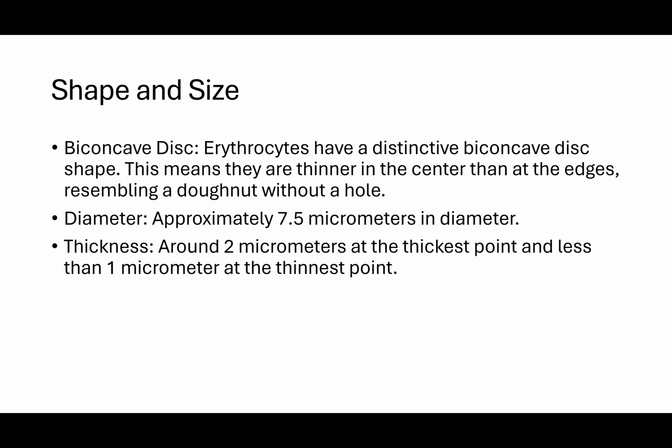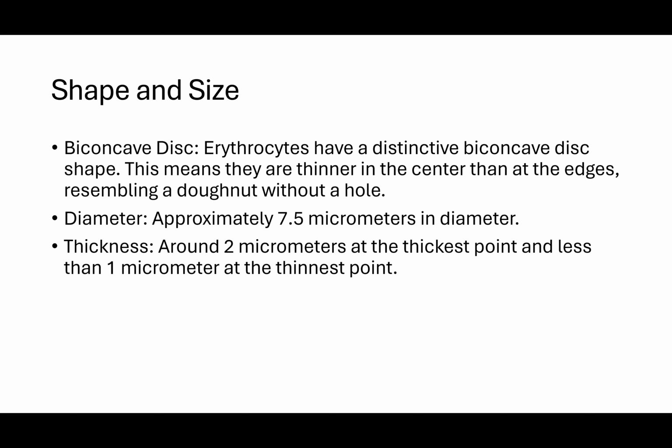Erythrocytes have distinct biconcave disc shapes, meaning that they have a thinner center than the edges. So they resemble a donut shape without a hole. They're approximately 7.5 microns in diameter, and 2 microns at the thickest point and 1 micron at the thinnest point. That is the shape and the size of the erythrocyte. We should have known the biconcave shape of an erythrocyte from CSEC.